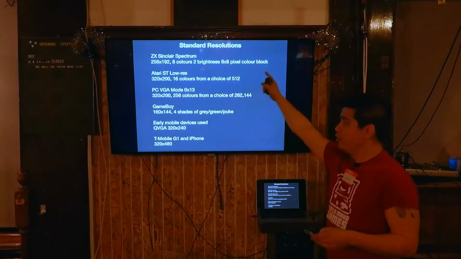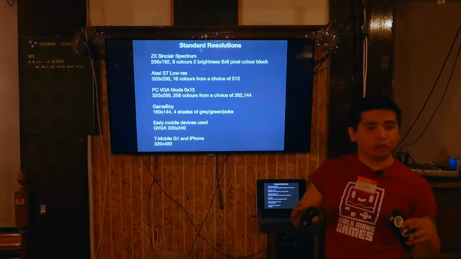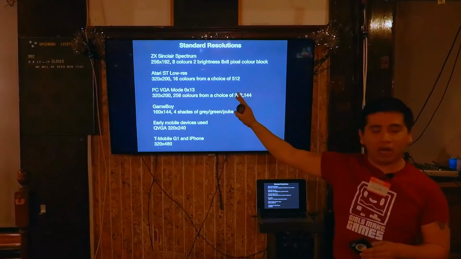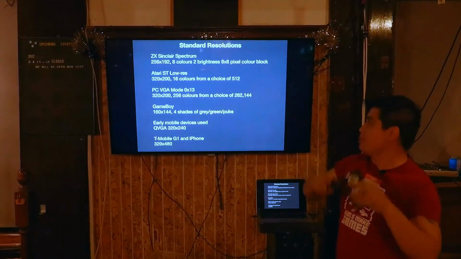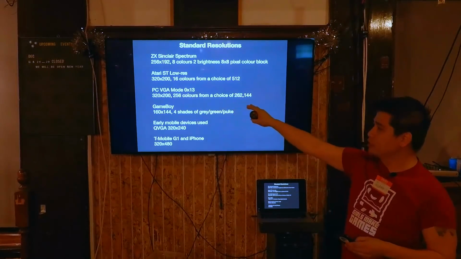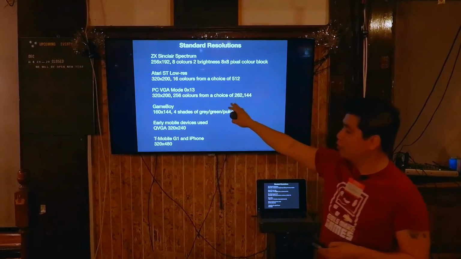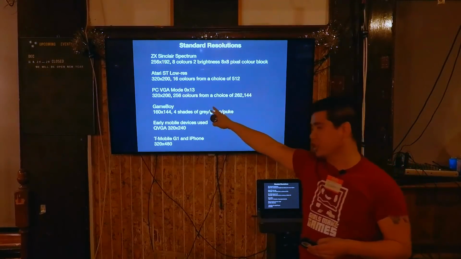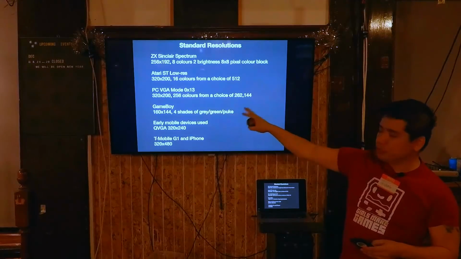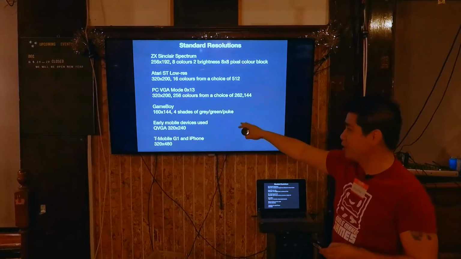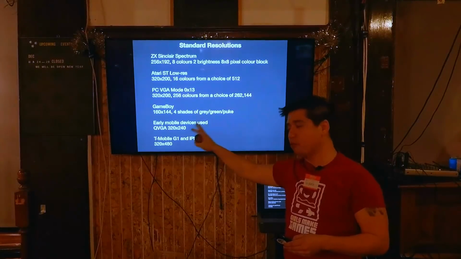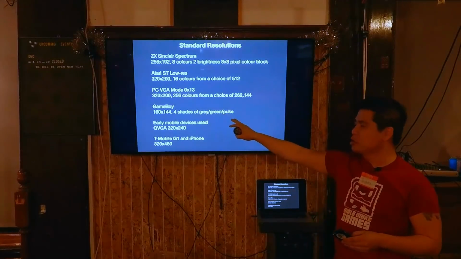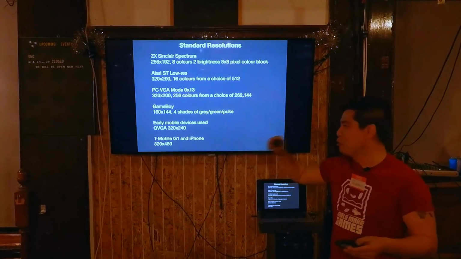Back when I started, the devices had a set resolution. Everyone who owned a Spectrum would have a resolution of 256 pixels by 192, 8 whole colors, 2 brightnesses, 2 colors in each 8x8 block. My Atari ST had 320 by 200, 16 colors from a palette of 512. On PC, back in the early days in DOS, you would use mode hex 13, and that's 320 by 200, 256 colors, a choice of 262,000 and thereabouts. The Game Boy, wonderful machine it is, was 160 pixels by 144 pixels, 4 shades of gray, green, puke, call it what you will.